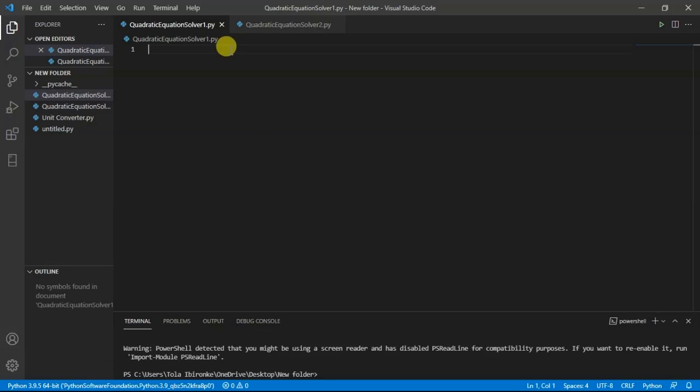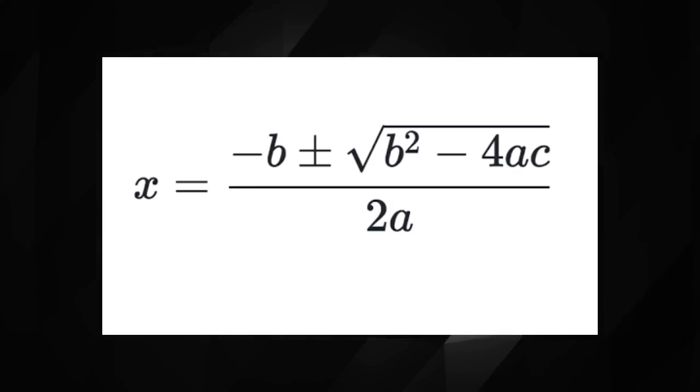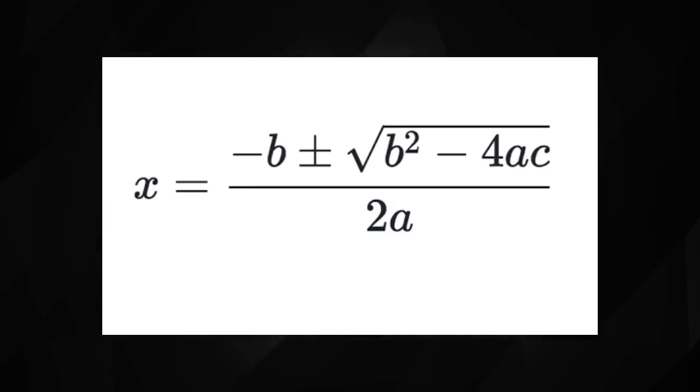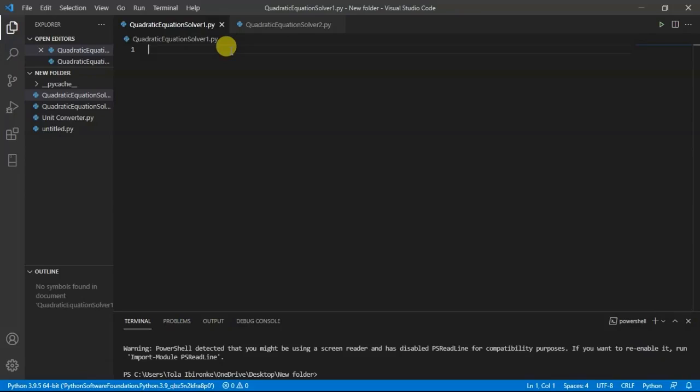So I'm here in Visual Studio Code, and this is the text editor I'll be using for this video. The first way of creating this quadratic equation solver is by using the quadratic formula, which looks like this. The way we are going to use the formula is to break down every step and write it as a line of code within our Python code.